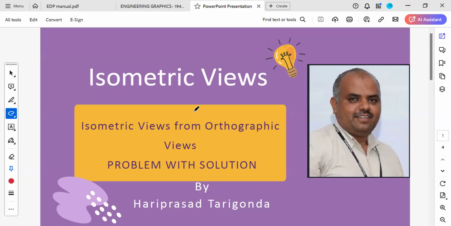Hi, good morning. Today we will see the isometric views. So the isometric view will be drawn from the given orthographic views. Let us go to the problem.